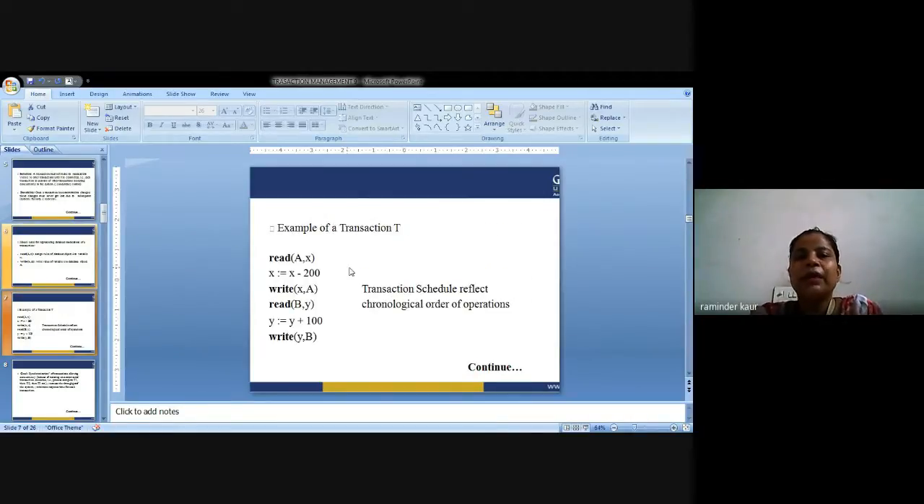So this is the example that I told you earlier. Read X, then X is equal to X minus 100. Let's say X is 1000. Write X, obviously it will be 900. Next, read Y, Y is equal to Y plus 100. Let's say Y is having 2000 value. 2000 plus 100, 2100 will be there.